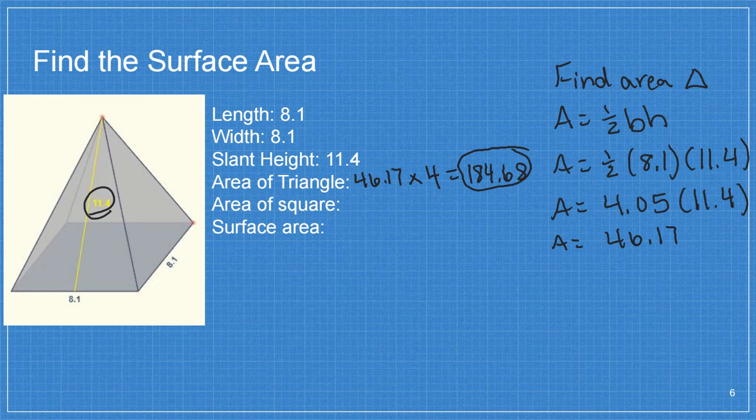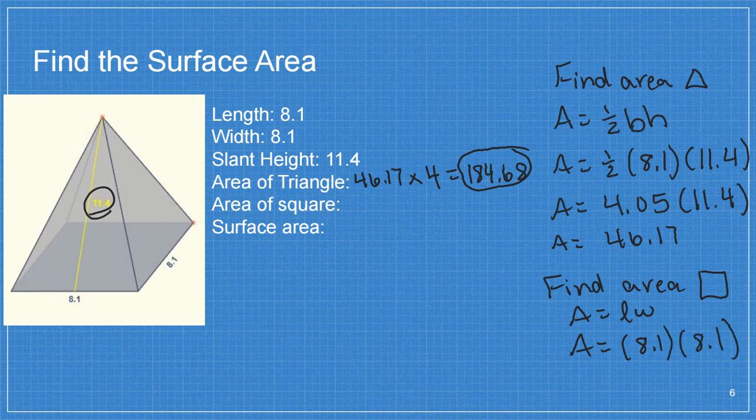Now I need to find the area of the base, which is a square. So remember that the area of a square, again, is length times width. So my length and my width are both 8.1 because it is a square bottom, so it'll always be the same. So now I do 8.1 and I multiply that by 8.1, and what do you get? Hopefully you got the same thing as me, which would be 65.61. So now I have the area of the square, which again is 65.61.